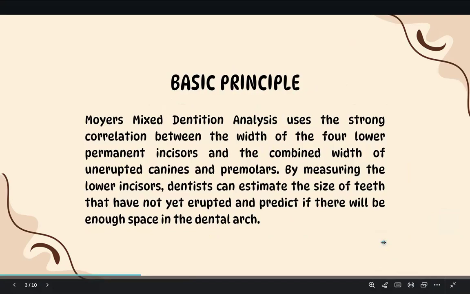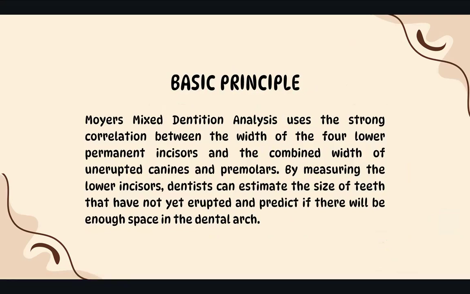And for the basic principle, the foundation of this analysis is built upon a consistent relationship. There's a strong correlation between the width of the four permanent incisors in the lower jaw and the combined width of the canines and premolars that are still developing beneath the gums. By accurately measuring these lower front teeth, dentists can reliably predict the size of the unerupted posterior teeth, thereby assessing whether adequate space exists in the jaw for all permanent teeth to erupt into the correct position.